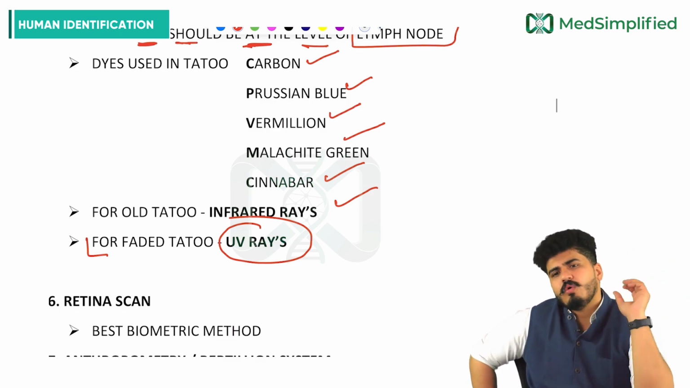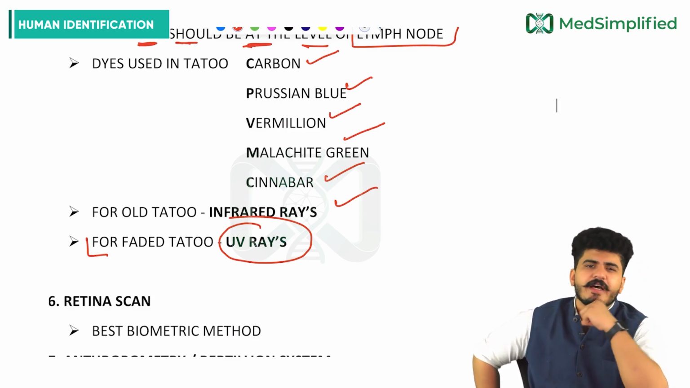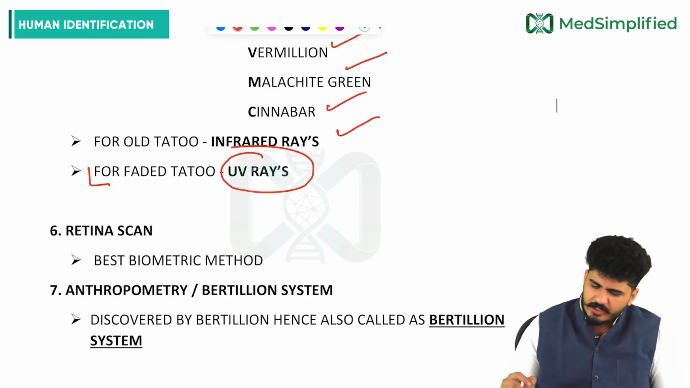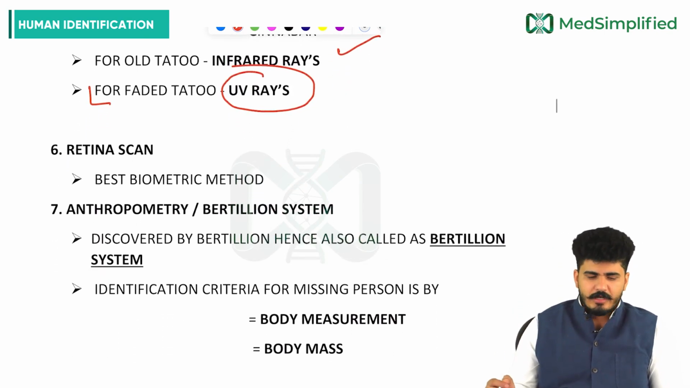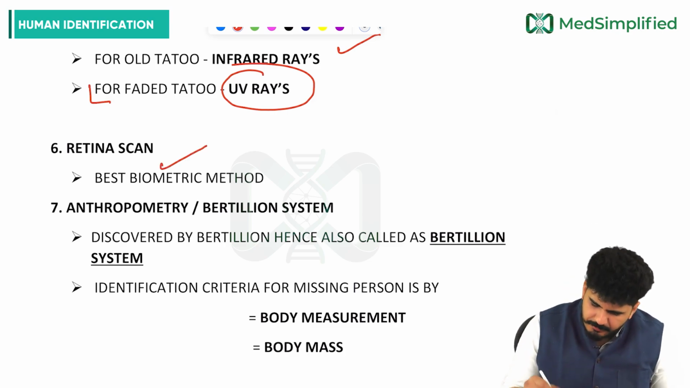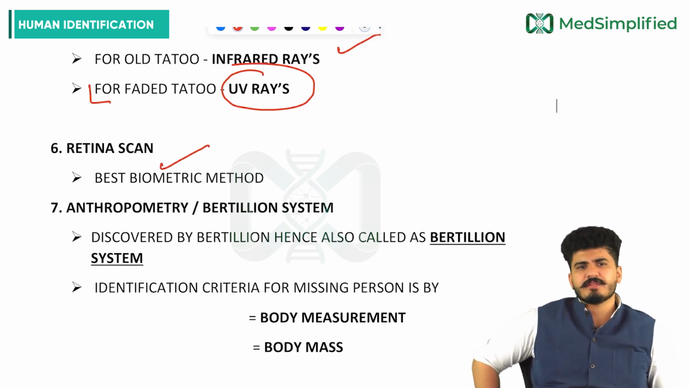For old tattoo, what will you be using? For old tattoo, we will be using the infrared rays. For the faded tattoo, we are using the UV rays, my dear friends. Now coming to the next, retina scan. Best for the biometric. For the biometry, we use the retina scan, my dear friends.